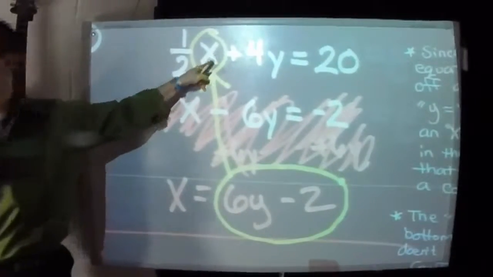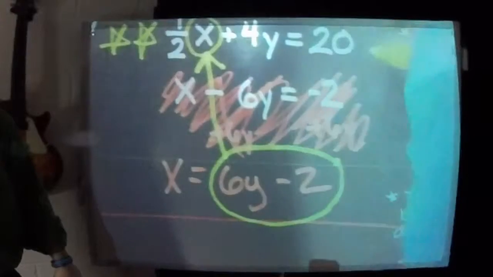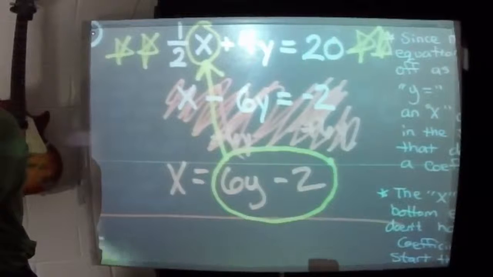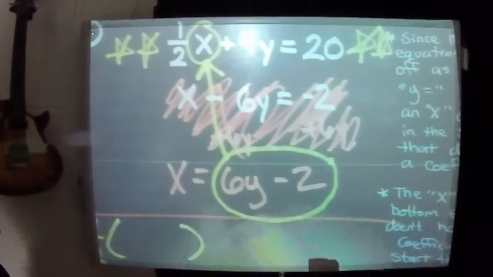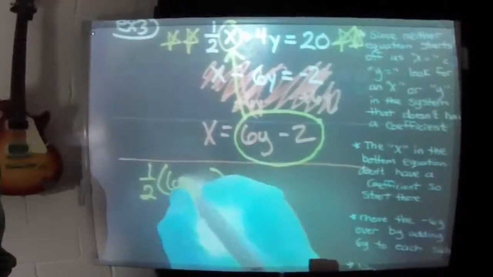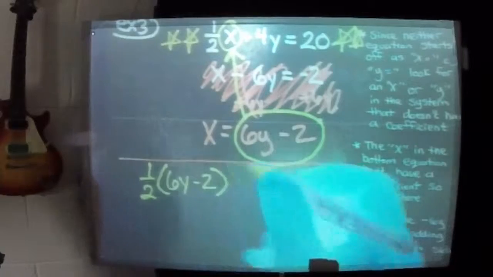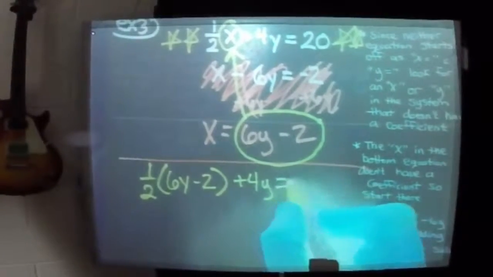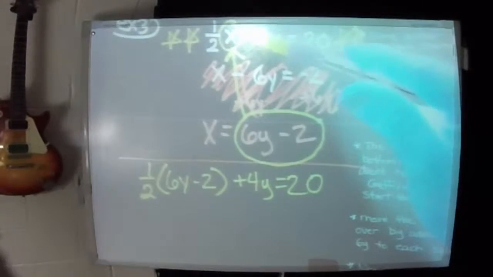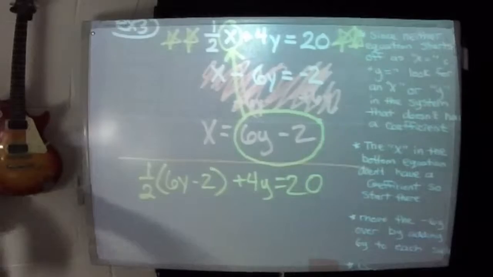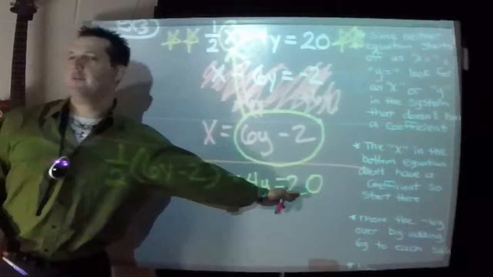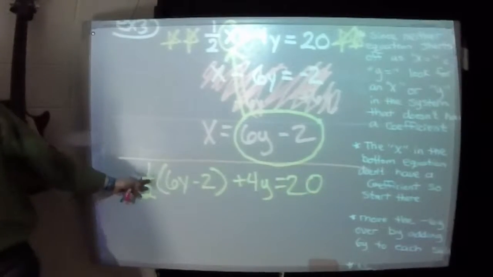And here comes the rewrite. Starts out with 1/2 x, but instead of 1/2 x, it's going to be 1/2, and I got to put that junk in a parenthesis. So 6y minus 2 in a parenthesis, plus 4y equals 20. So this is a rewrite of this equation, but the letter x has been replaced with this parenthesis of stuff. And you have an equation now that does not have an x in it at all. You solve it, you find out the y part of your answer.